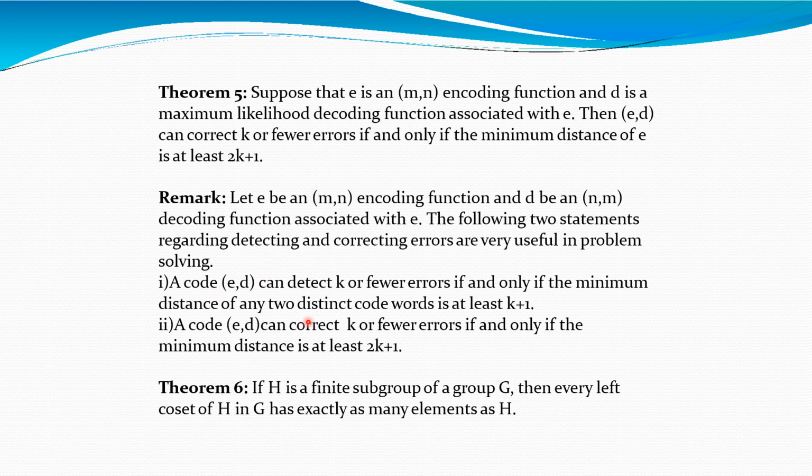Now, these two are important results. Let E be an m-n encoding function and D be an n-m decoding function associated with E. The following two statements regarding detecting and correcting errors are very useful in problem solving. First, a code ED can detect k or fewer errors if and only if the minimum distance of any two distinct code words is at least k plus 1. Means minimum distance is at least k plus 1. Second, a code ED can correct k or fewer errors if and only if the minimum distance is at least 2k plus 1.